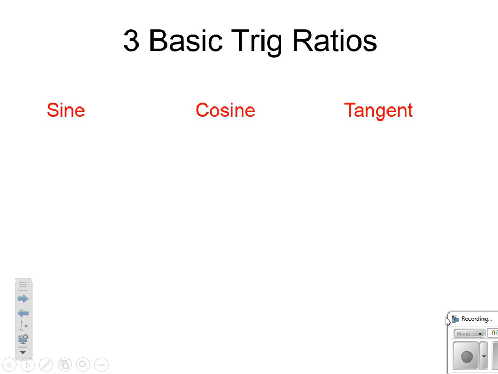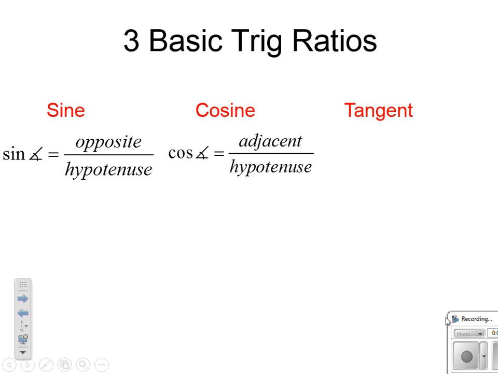So let's go ahead and write down our basic trig ratios. That's sine, cosine, and tangent. The sine of an angle is equal to the opposite side over the hypotenuse. The cosine of an angle is equal to the adjacent side over the hypotenuse. And the tangent of an angle is equal to the opposite side over the adjacent side.